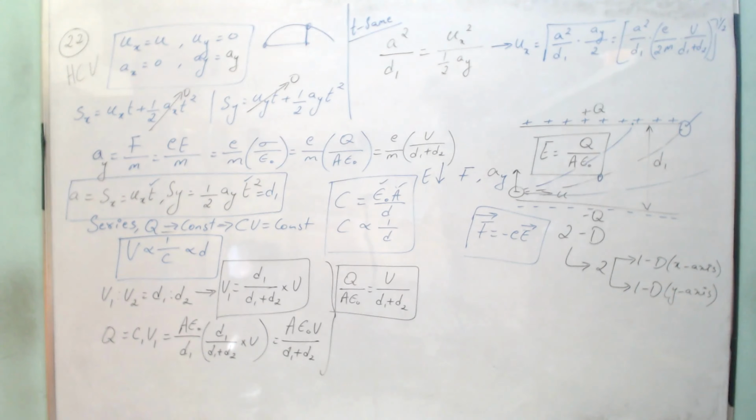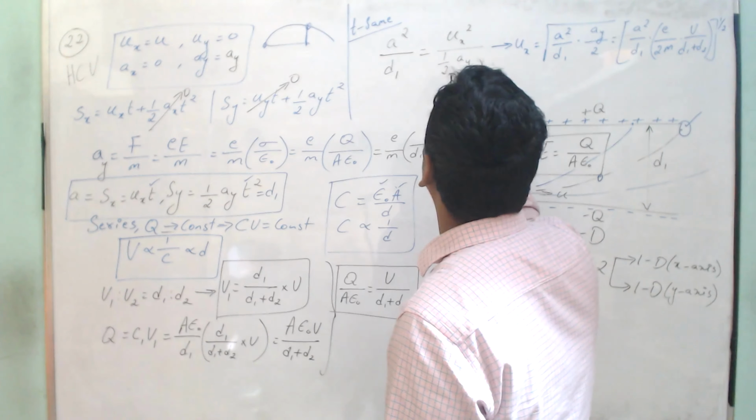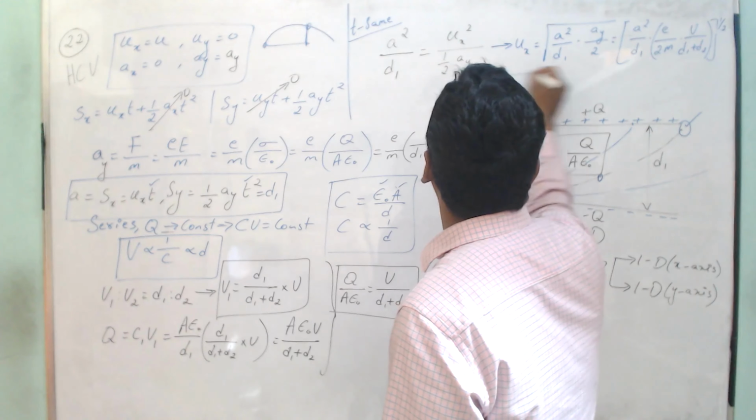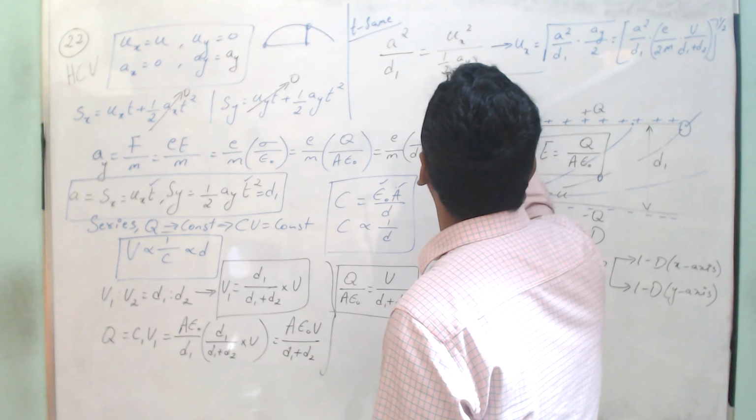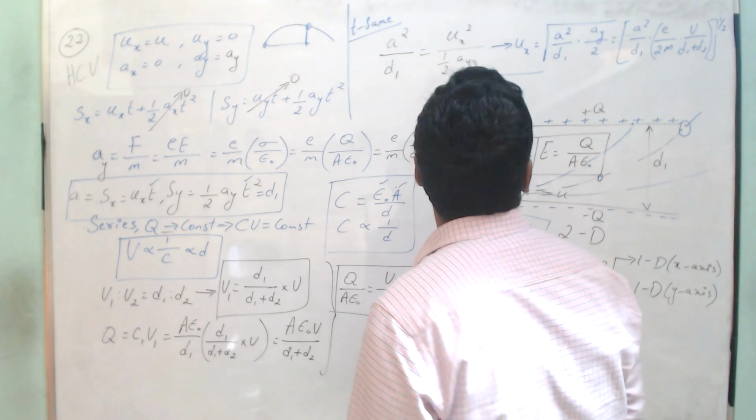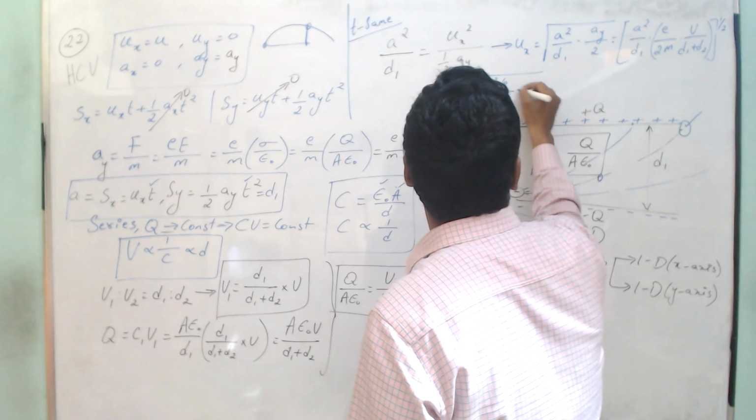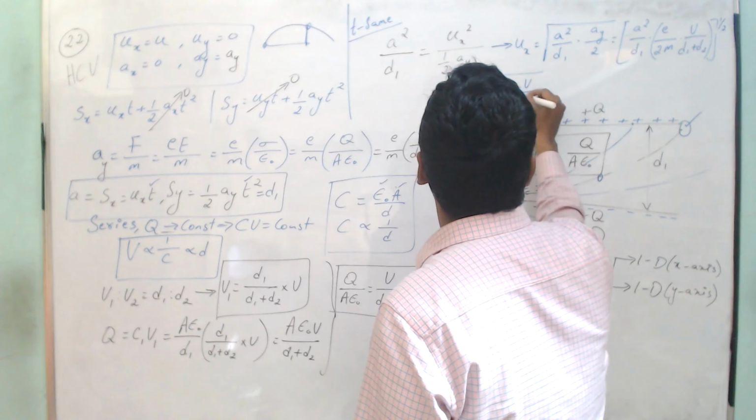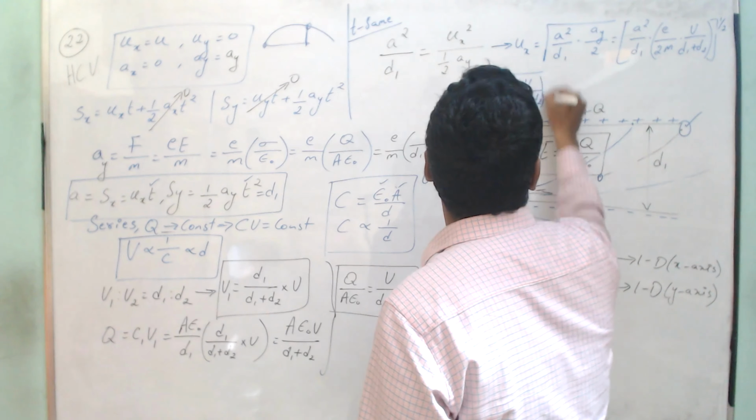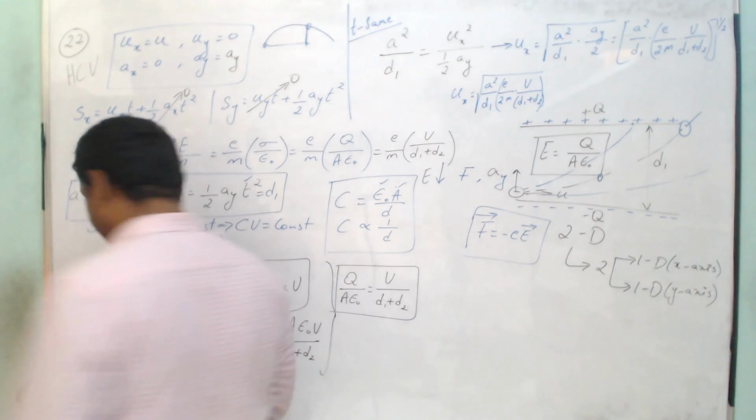Is this visible? Yes, sir. I got the answer. What should be the minimum speed? My minimum speed should be under root of a square by d1 into e by 2m into V by d1 plus d2. That's it. Okay. Yes, sir.